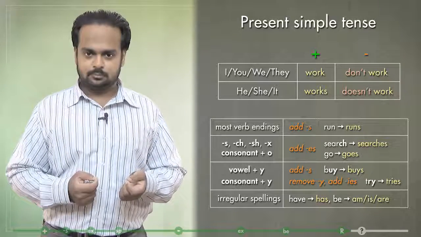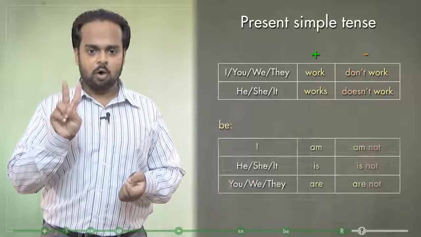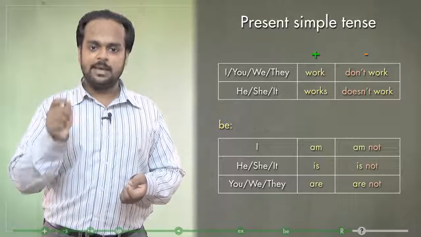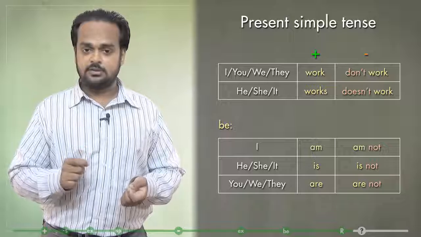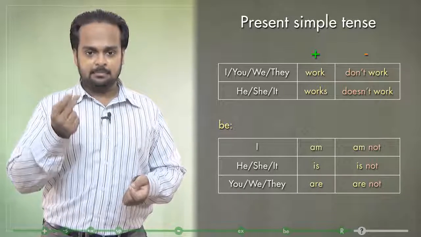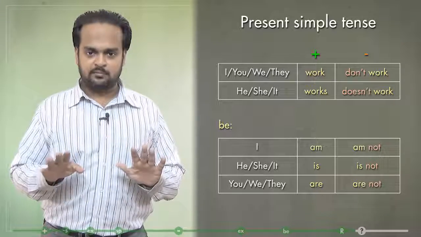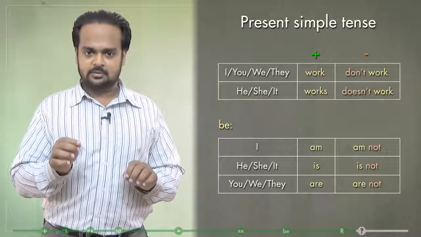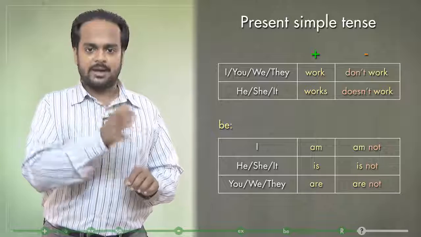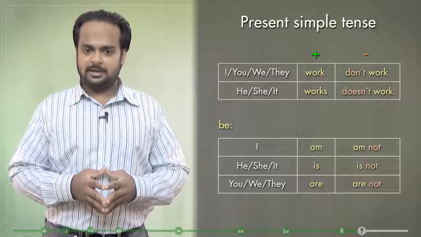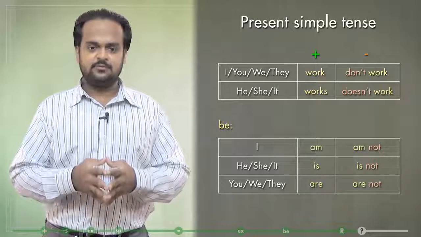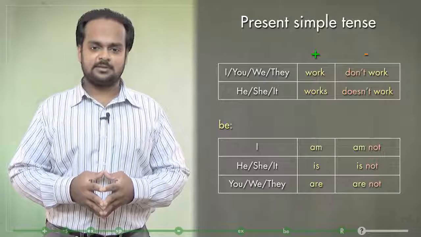Finally, we learned the 2 important ways in which the verb be is different. First, it has 3 forms: am, is, and are. And second, it has no helping verb. So to make negative sentences, you put not right after it. All right, it's now time for the test to see if you can make present simple tense sentences correctly.